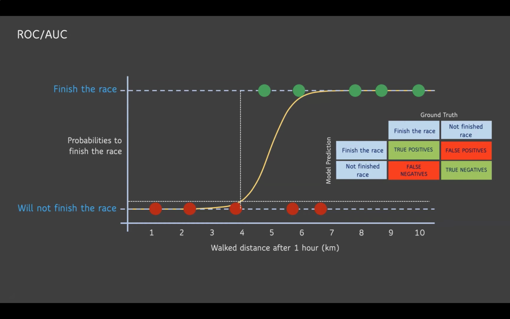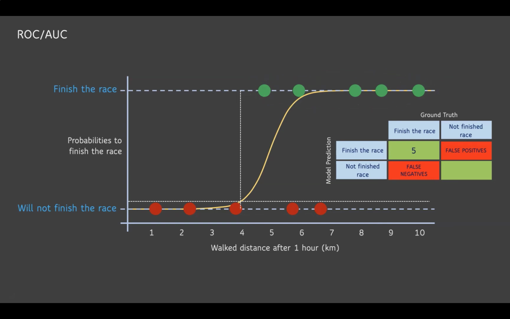First of all, let's have a look at true positives. Our true positives are individuals that the model has predicted to finish the race and that we actually know finished the race. We can see that there are 5 of them. In fact, all 5 of the people that finished the race have been correctly predicted. So we have true positives of 5. Excellent start.